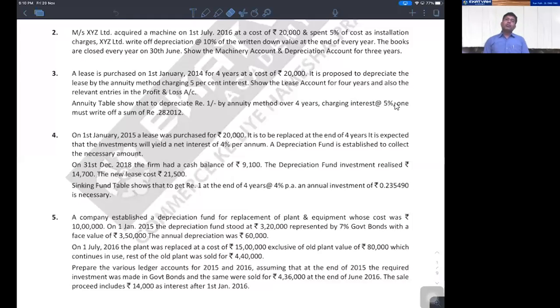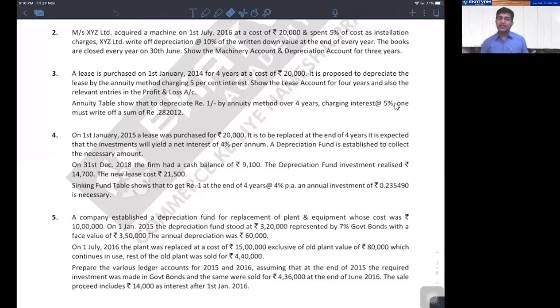Let's now come to the problems related to depreciation. Question number 2, very first we'll be talking about. Messrs XYZ acquired a machine on 1st of July 2016 at a cost of rupees 20,000 and spent 5% of cost as installation. XYZ Limited writes off depreciation at 10% of the written down value at the end of every year. The books are closed every year on 30th June. Show the machinery account and depreciation account for 3 years.